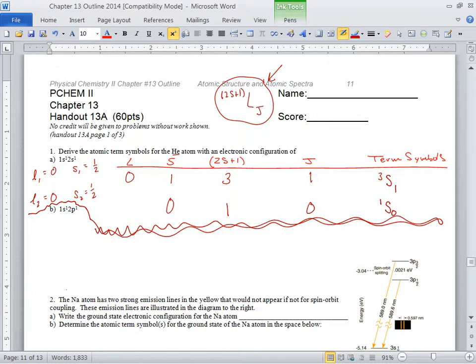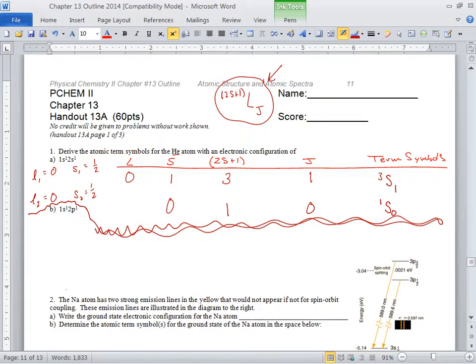Okay. How about, now again, why would there be 2 states? We just have 1 electron configuration. Why would there be 2 term symbols? Because of spin orbit coupling. Yep, spin orbit coupling. And you're probably only going to see it if you apply a magnetic field.